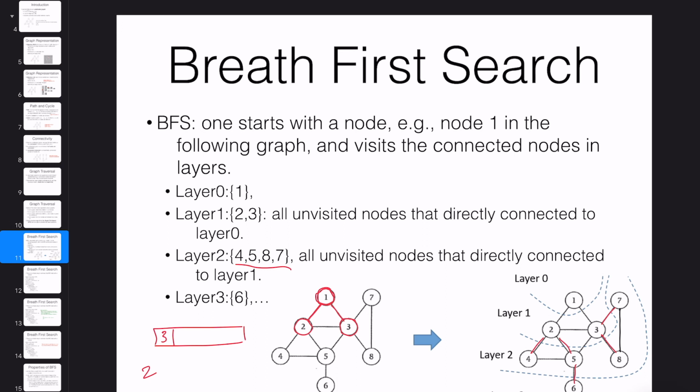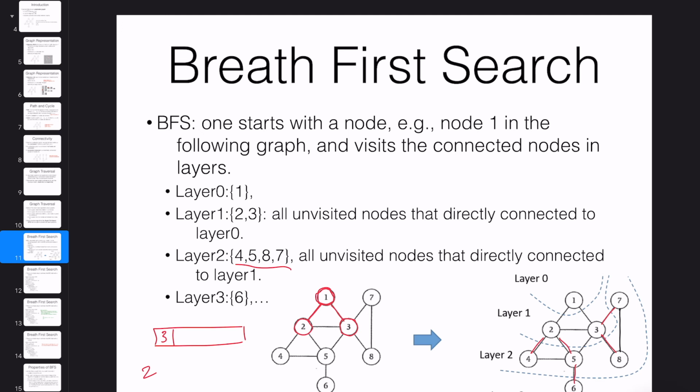Okay, so all the neighbors of 2, we need to actually check them. The first neighbor is 1. Is 1 visited? Yes. So I'm not going to push it back to the queue. If you push it back to the queue, you will be in an infinite loop, right? 1 will push 2, 2 will push 1, and so you will be stuck in a loop. So I don't want to visit 1 anymore. I have visited that. The next node is 3.